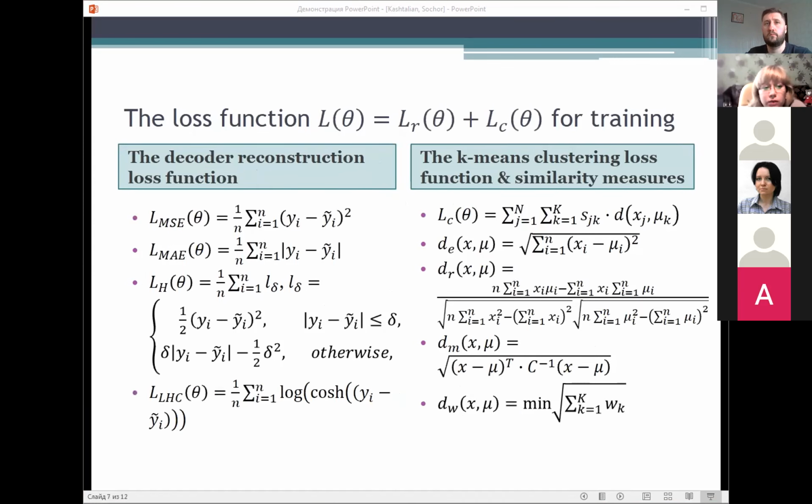The loss function for the autoencoder training consists of 2 components: the loss function of reconstruction by the decoder and the loss function for k-means clustering. It is proposed to use the loss function suitable for the regression problem, in particular mean squared error, mean absolute error, Huber loss, and logarithm of the hyperbolic cosine loss. The k-means clustering loss is calculated on the basis of the similarity measures. The proposed similarity measures are Euclidean distance, Pearson correlation coefficient, Mahalanobis distance, and the distance obtained by the dynamic time warping algorithm.